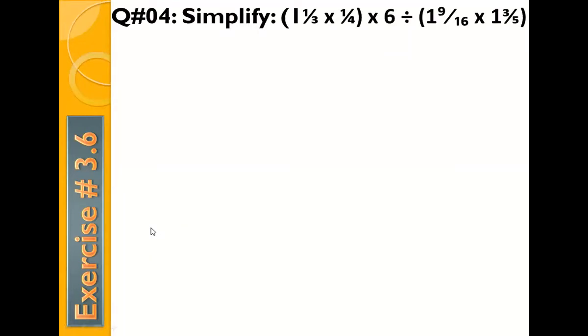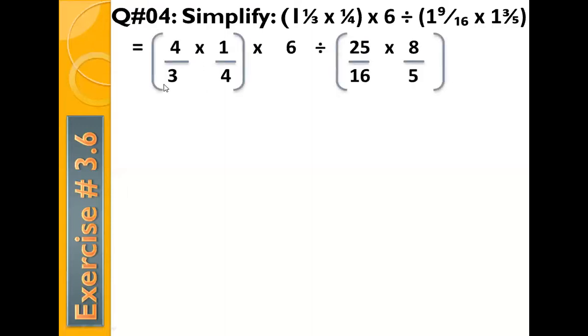Here you have the simplification of the next question. I'm going to explain all the questions from exercise 3.6. Question number 4, you have to simplify: 1 whole 1 upon 3 multiplied by 1 upon 4, bracket, multiplied by 6 divided by, bracket, 1 whole 9 upon 16 multiplied by 1 whole 3 upon 5. But again, you will solve the brackets first. Means you will convert these mixed fractions into improper fractions, just like this. Now 3 ones are 3 plus 1, it will become 4 upon 3 multiplied by 1 upon 4.